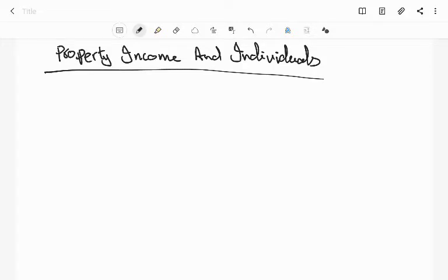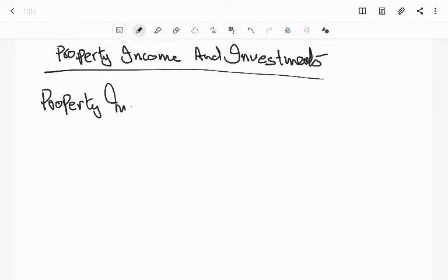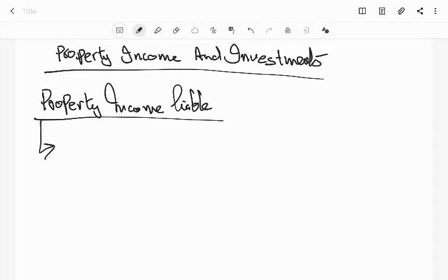All right, property income and investments. Sorry, I write individuals. Investments is our new area which we are going to look at now. So first of all, we have to look at property income liable. The following income is liable to assessment as property income, that is rents under any lease or tenancy agreement.